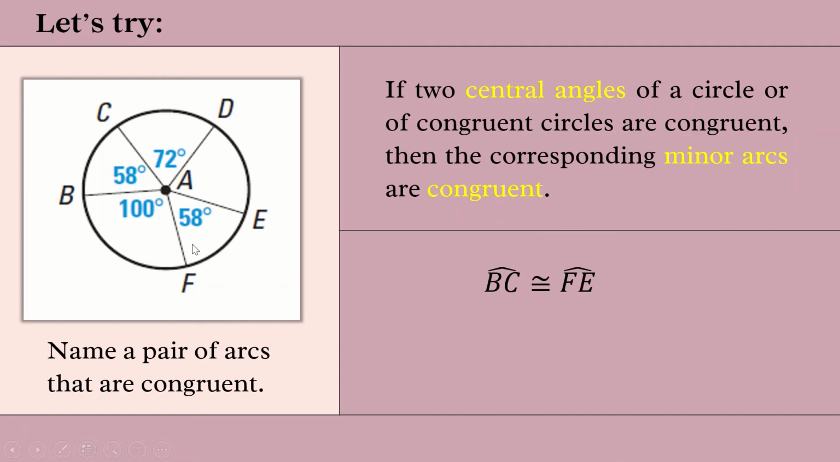Ano pa ang congruent arcs in our illustration? So, kung kukunin natin yung iba pang sukat ng angles in circle A, so meron tayo 72, 58, 158. So, alam naman natin na ang sukat ng circle is 360 degrees. So, kung ito ay 72 plus 58 plus 100 plus 58, so angle DAE is 72 degrees din. So, pwede rin nating sabihin na arc CD is also congruent to arc DE since ang central angles na nag-intercept sa kanila ay congruent.